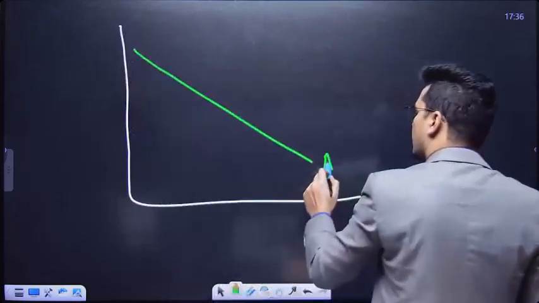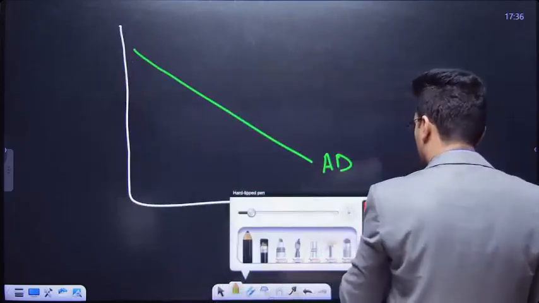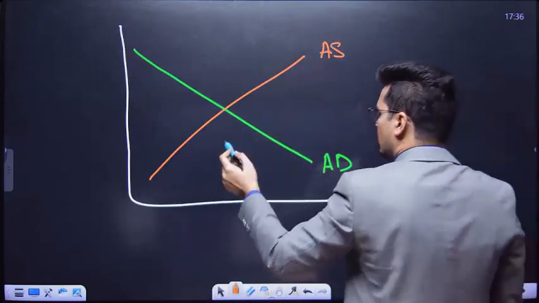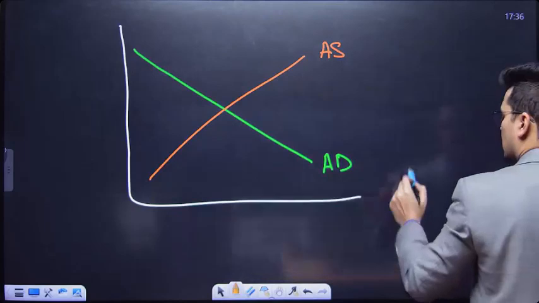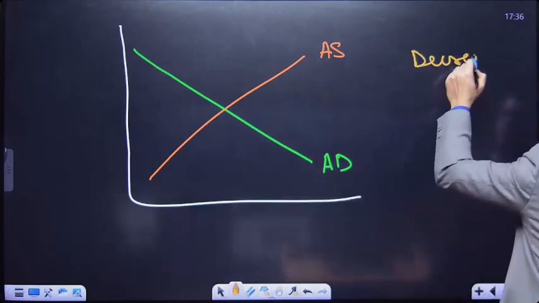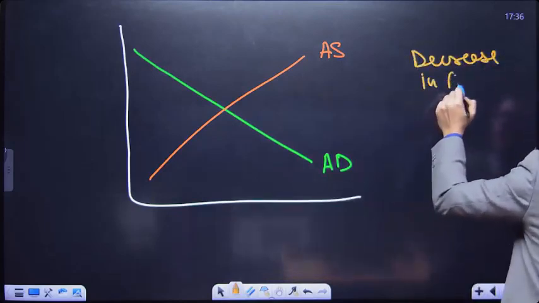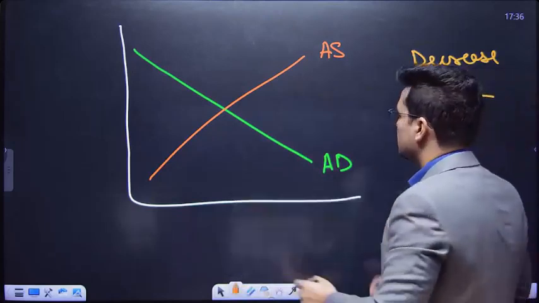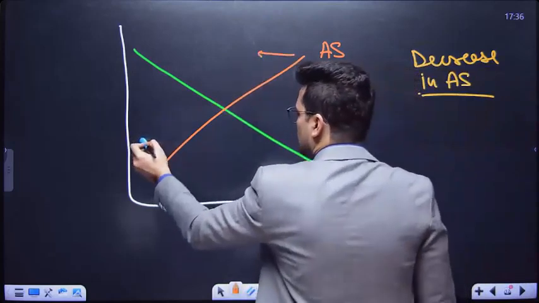This is aggregate demand. This is aggregate supply. Now let's say for some reason there was a decrease in the aggregate supply. There was some supply side shock. So in this case, aggregate supply will move inside. So it will look like this.